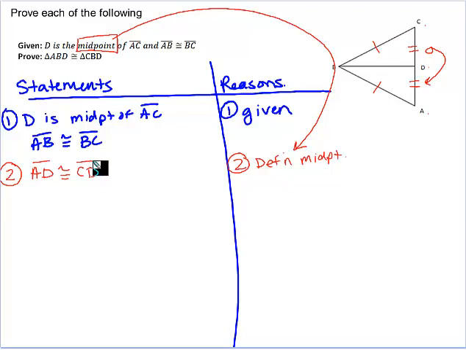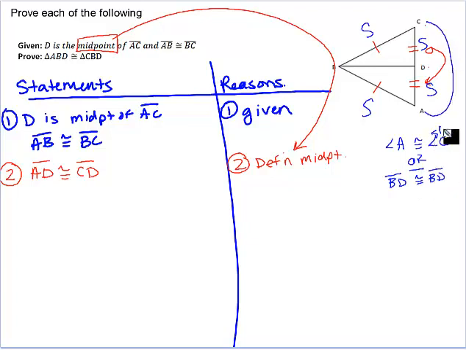Okay, so now we want to take a look. We either want to show we have all 3 sides congruent, or we have a side angle side. So right now we have a side side. So we need to show that either angle A is congruent to angle C, or we need to show that BD is congruent to BD. Okay, if we show A and C are congruent, that would be side angle side. If we show BD is congruent to itself, that would be side side side.